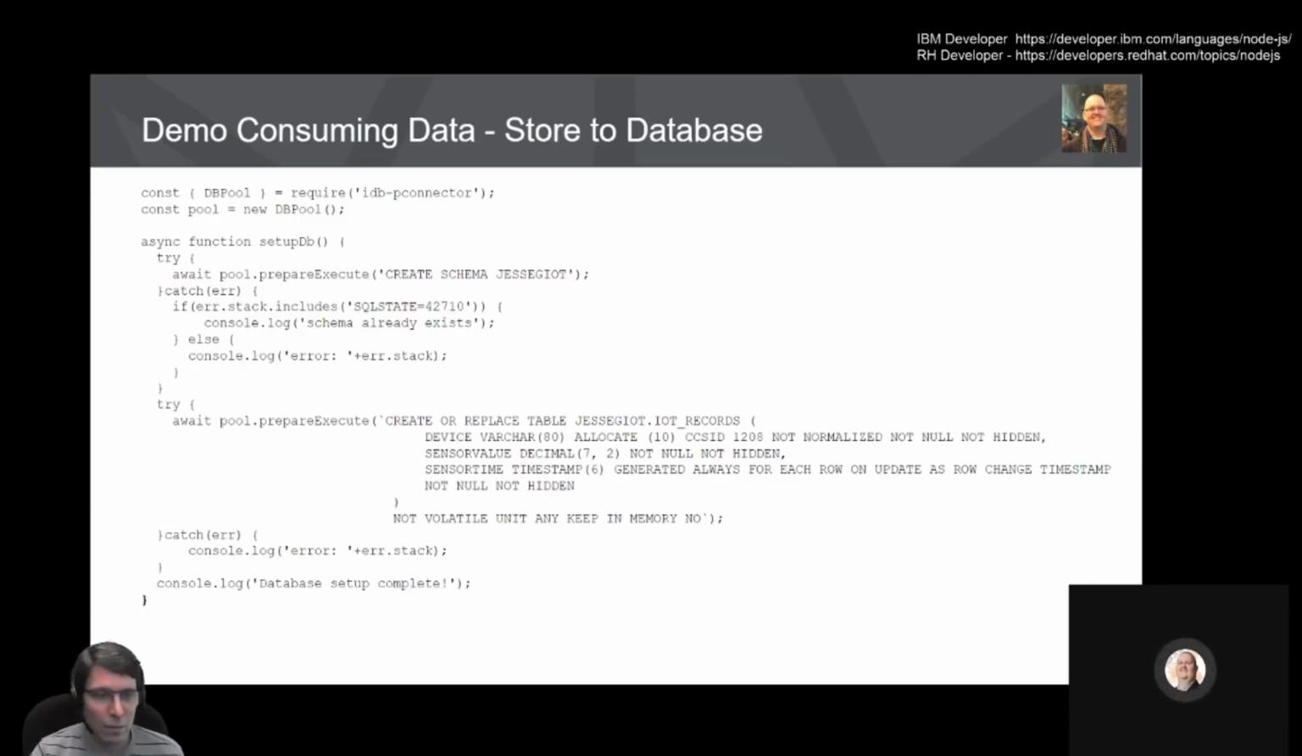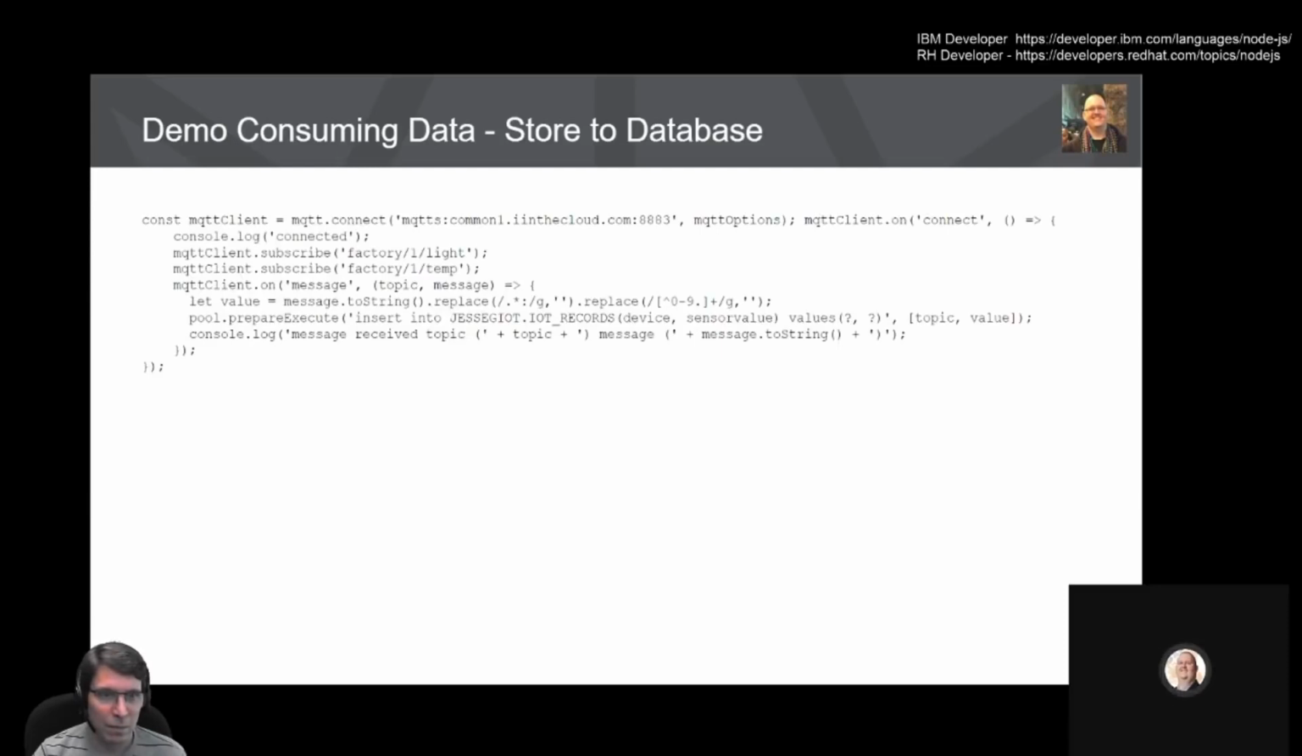And I'm not going to walk you through all the details here. We're using an IBM database connector, creating a table if it doesn't exist, and just doing some basic database setup there. And if we go to the next slide, all we did is modify our callback for when we receive a message to do a simple insert into statement with SQL. And as you can see, it's just a few lines of code to get that level of integration. And so now any database application can interact with this IoT data.